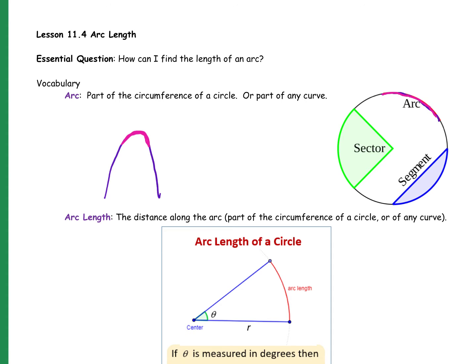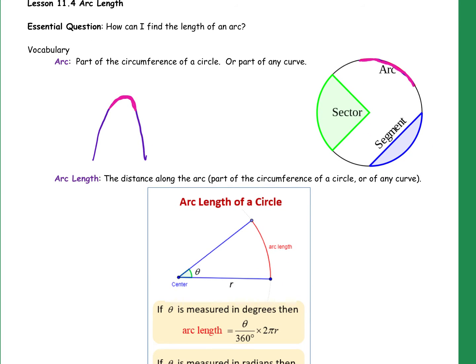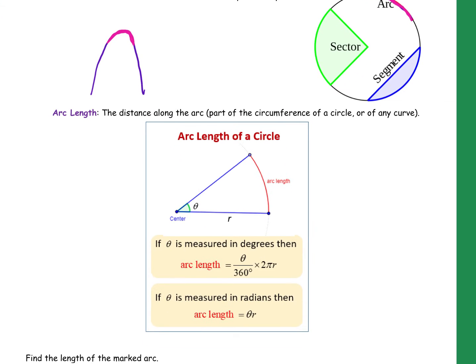I want to differentiate and let you know that an arc does not only have to be part of a circle. It can be part of any curve, but right now we're going to talk about the curve of a circle. Arc length is the distance along the curve, part of the circumference of a circle or of any curve. And this is how we find it.